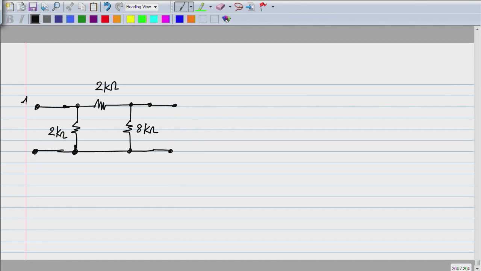So this is my circuit. This is port 1 and this is port 2. Please find the Y parameters of this, and you can give me the answer by typing it into the chat window. First of all, please find the value of Y11.